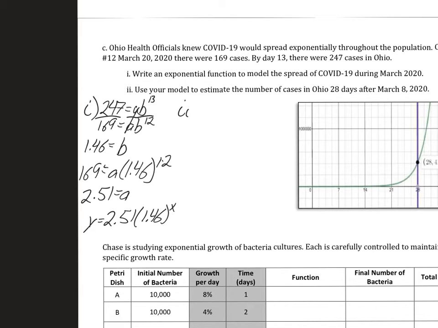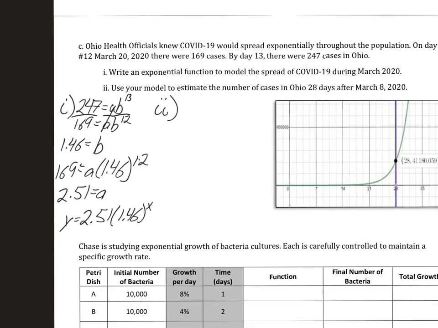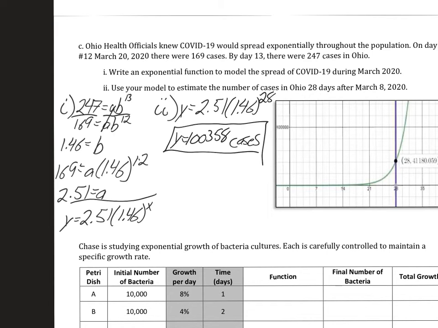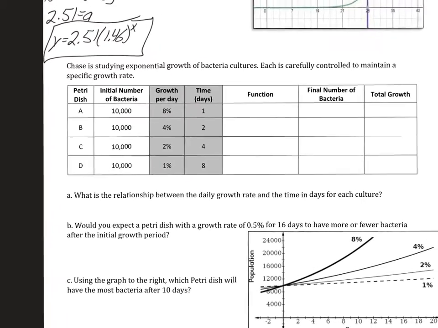For the second one, use your model to estimate the number of cases in Ohio on the 28th day. Okay, so we have y equals 2.51 times 1.46 to the 28. So plug that into Desmos or on your calculator, and it should give you y equals 100,358 cases. So I'm looking for that, and then this was my answer to the first one. Okay, cool. So let's go ahead and go to the next problem.